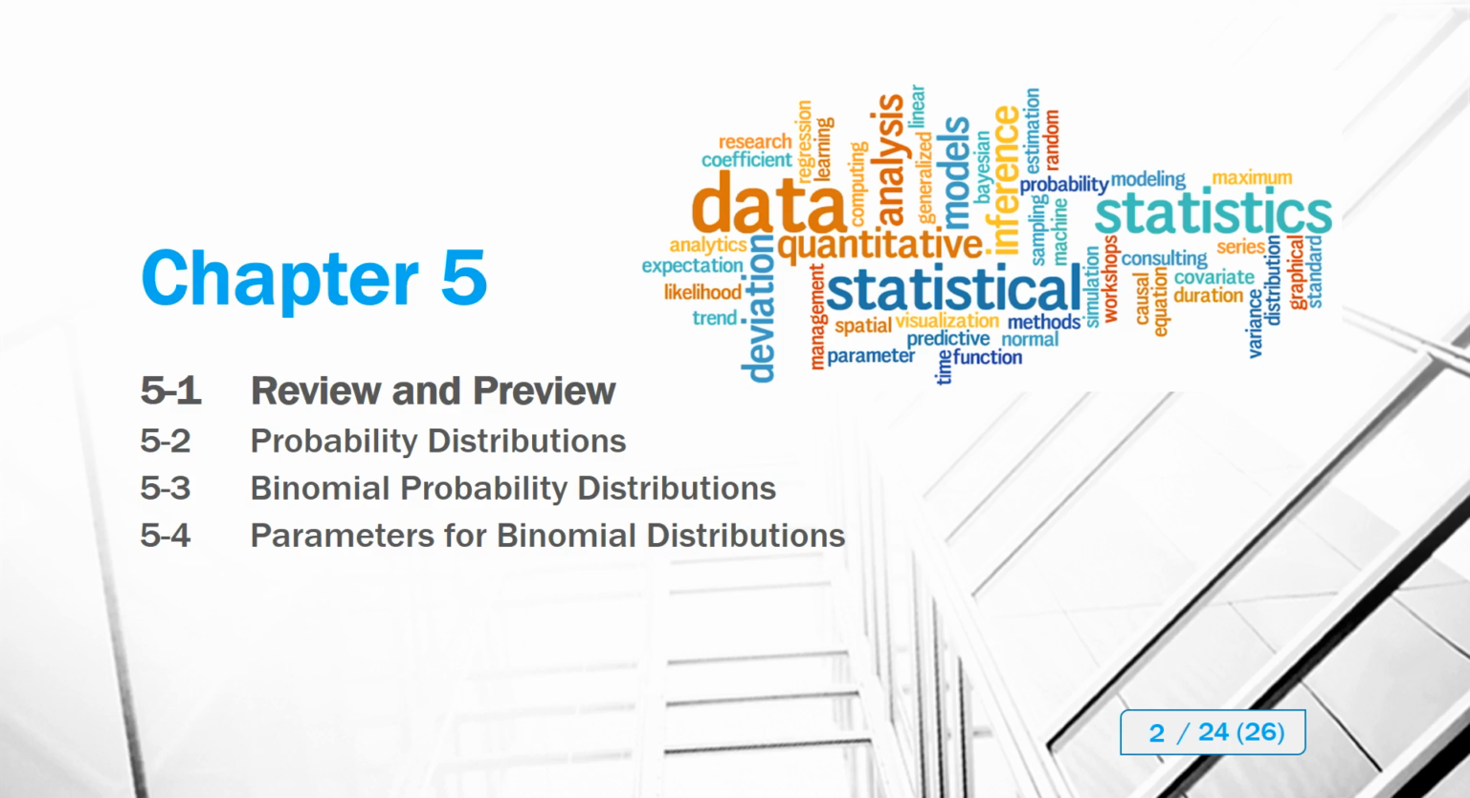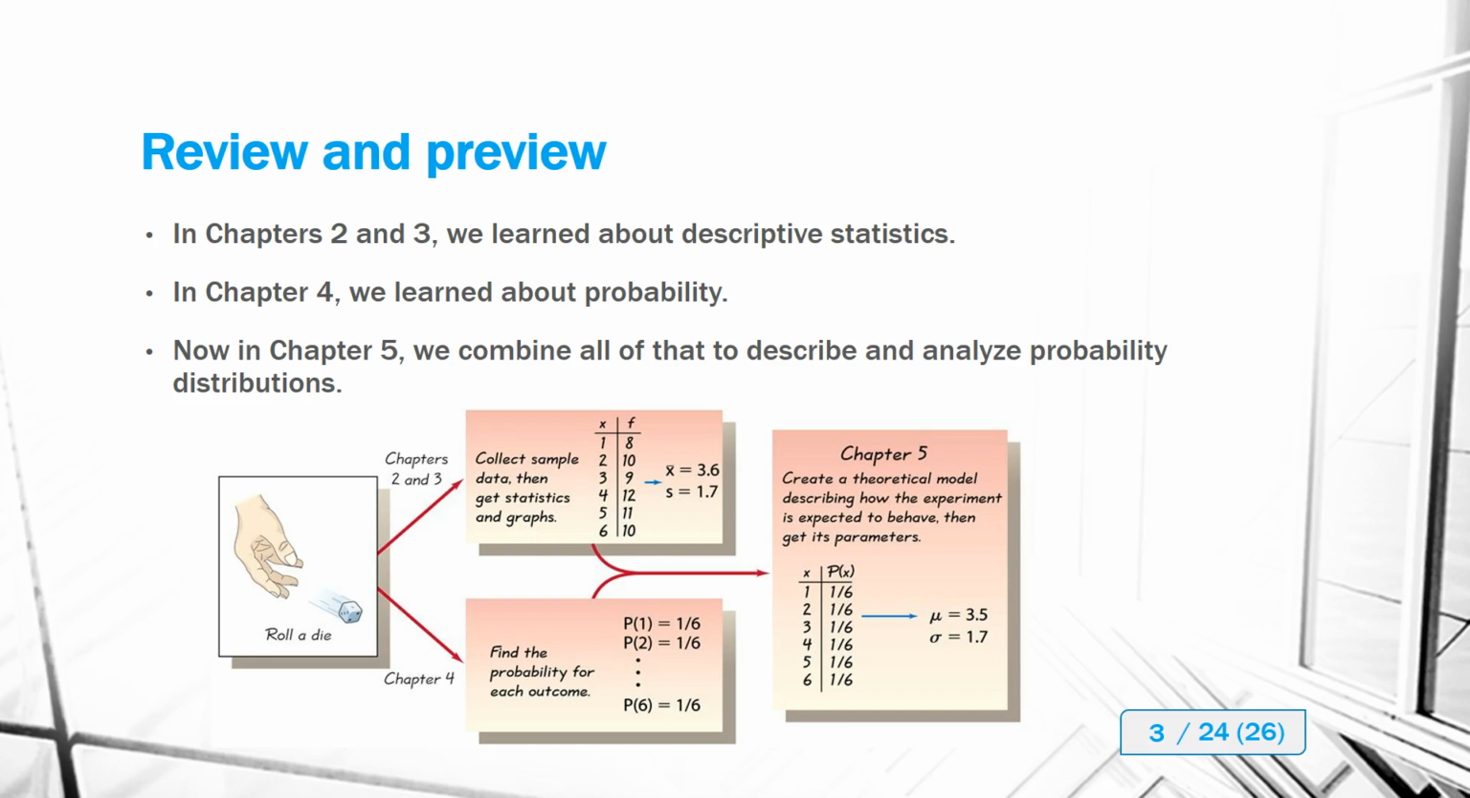So first, let's do a little review and preview, get a sense of where we're at and where we're headed. In chapters 2 and 3, we learned about descriptive statistics. We sampled the data, then we identified statistics that characterize the data, and we represented the data set with many different visual representations, different graphs and whatnot. And in chapter 4, we moved on and learned about probability. Now, here in chapter 5, we're going to take everything we've done and combine it together, learning about how to describe and analyze what we call probability distributions.